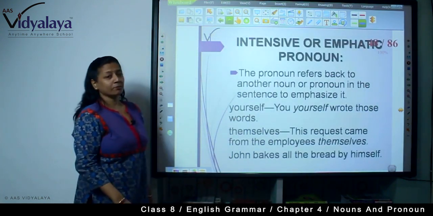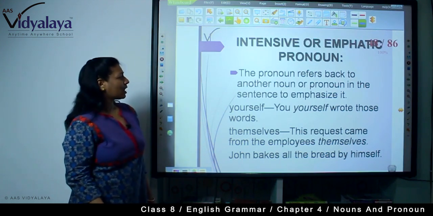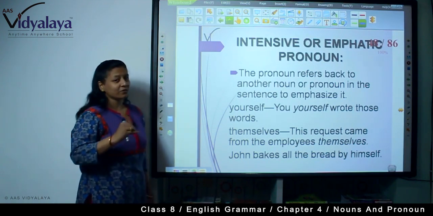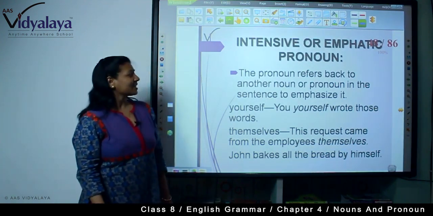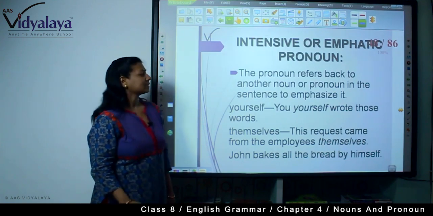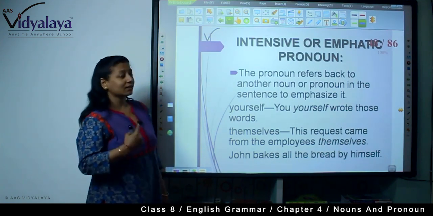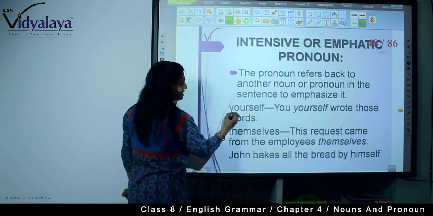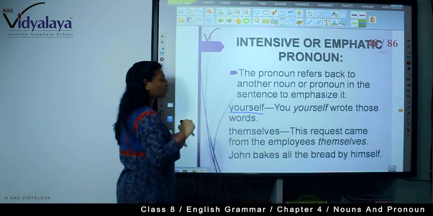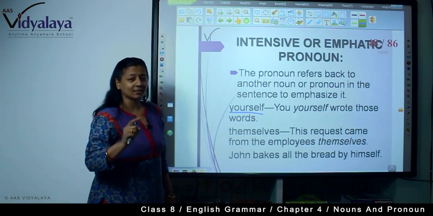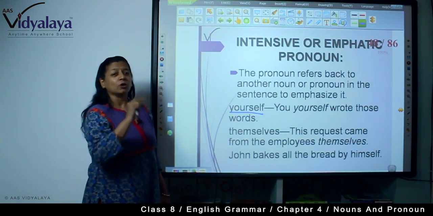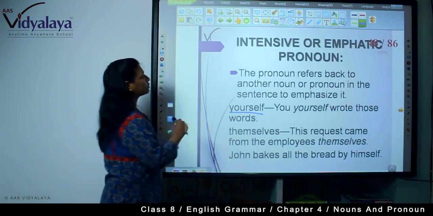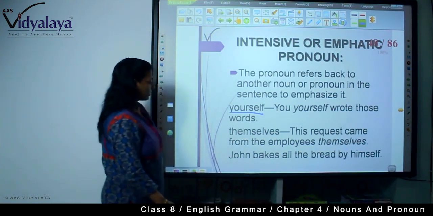Now, intensive or emphatic pronoun. The pronoun refers back to another noun or pronoun in the sentence to emphasize it. Yourself. You yourself wrote those words. Nobody else has written. You yourself have written that. Nobody has pressurized you. So whenever we emphasize something, we use this emphatic pronoun.